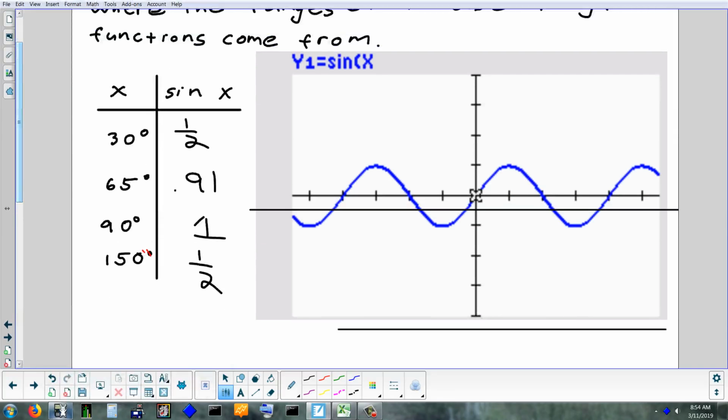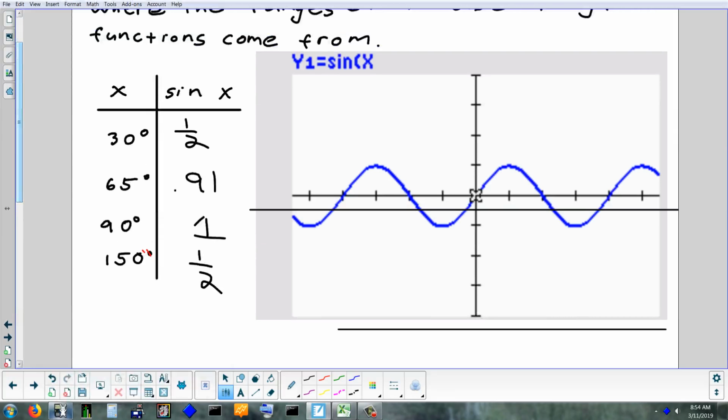And the reason why we don't use that one is because we want to get one answer to all these problems. So if we would say, you know what, we're always going to take the answer between negative 90 and 90, you will never get more than one answer, all right?